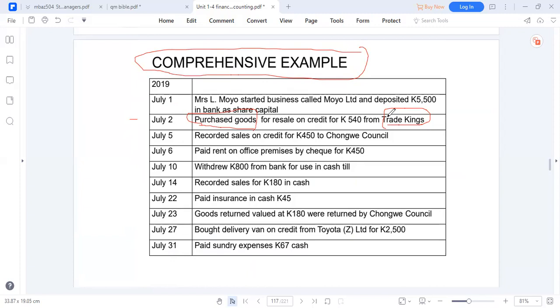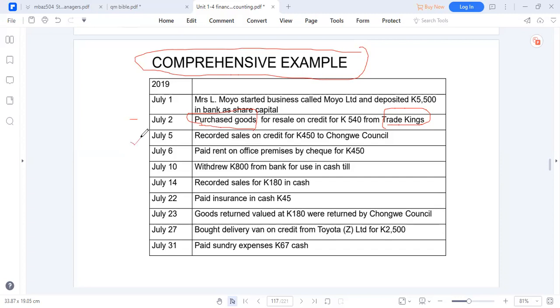Which two accounts do we have? The purchases account and TradeKings. According to PAIRS, the purchases account always has what kind of balance? Debit. Then who's TradeKings? Credit. So TradeKings is a credit balance.